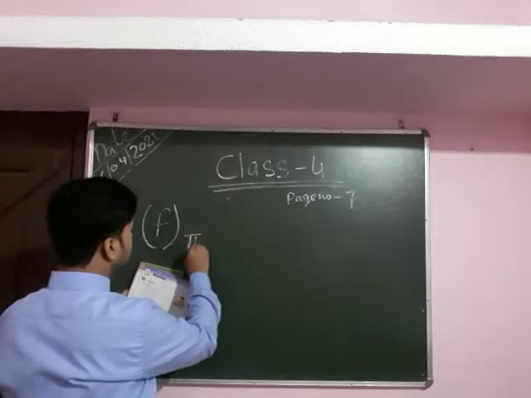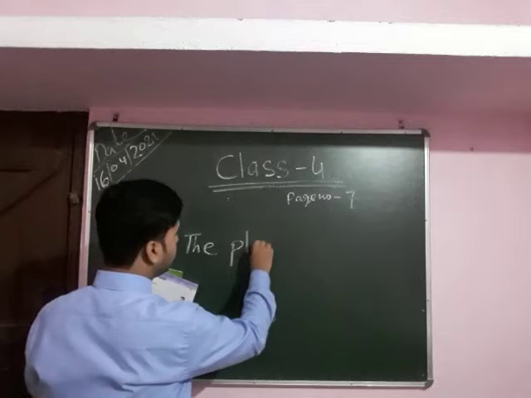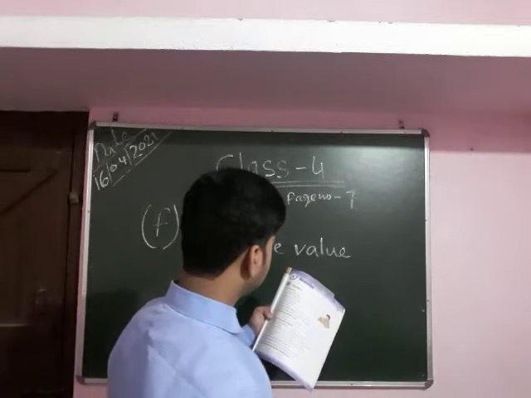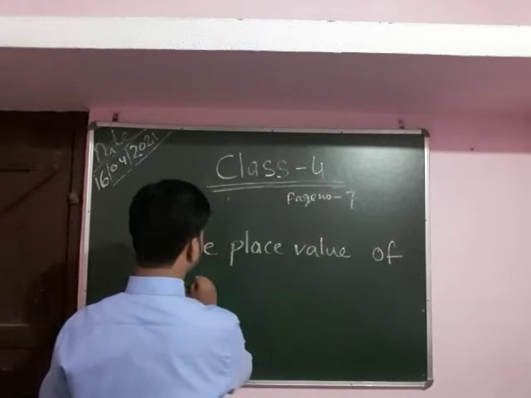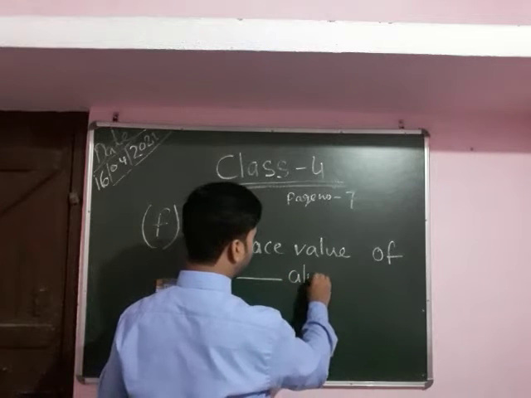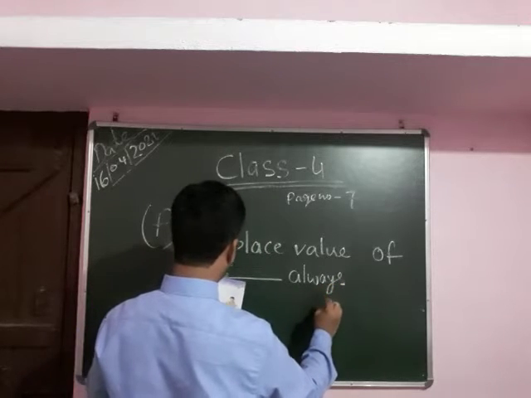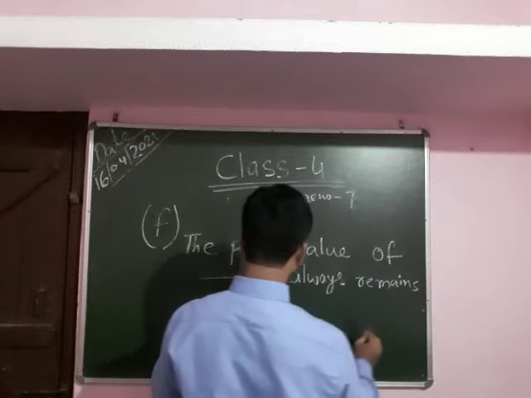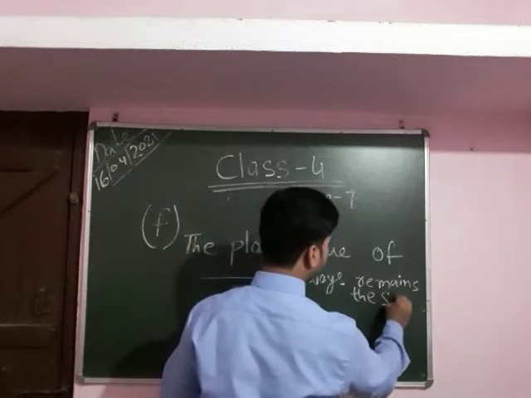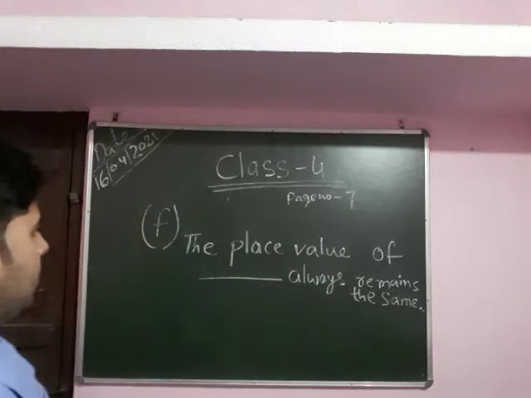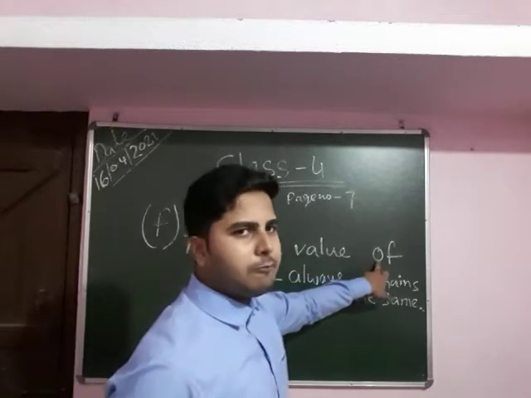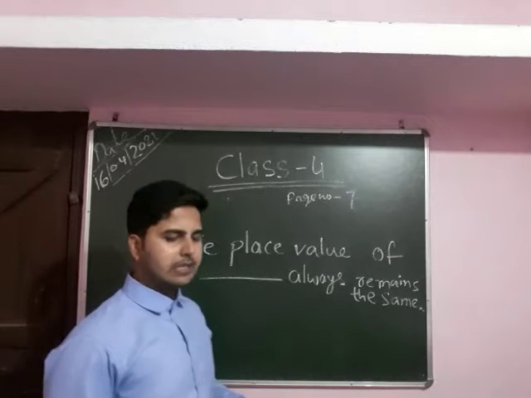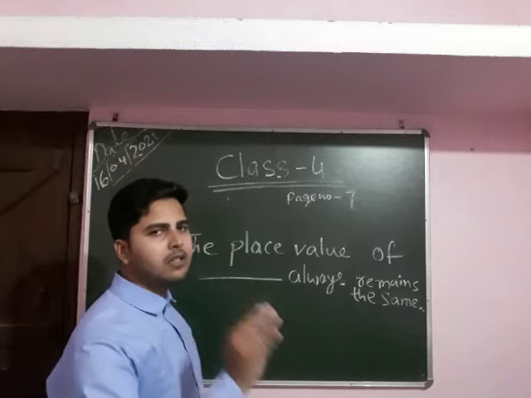Page number 7. Ask number the place value. The place value of dash always remains the same. The place value of dash always remains the same. किसका स्थानीय मान समान रहता है?